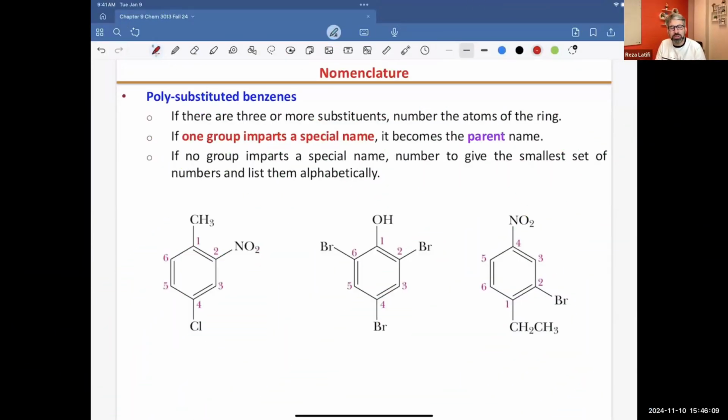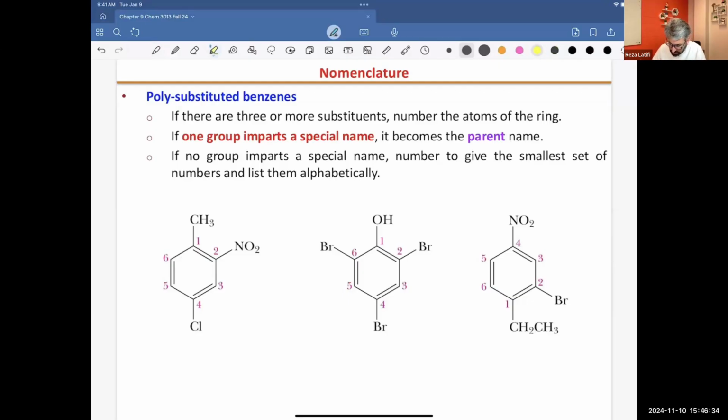Last lecture, I went through nomenclature of aromatic compounds, and we said what will happen if we have one or two substituents. Now, the question is, what will happen if we have three or more substituents? In that case, the first question I'm going to ask: do I have any functional group? If the answer is yes, then treat it as the main parent, and anything else will be the substituent.